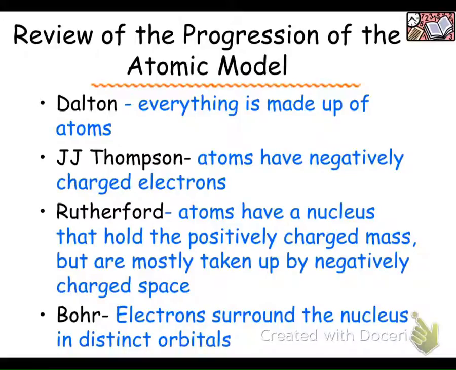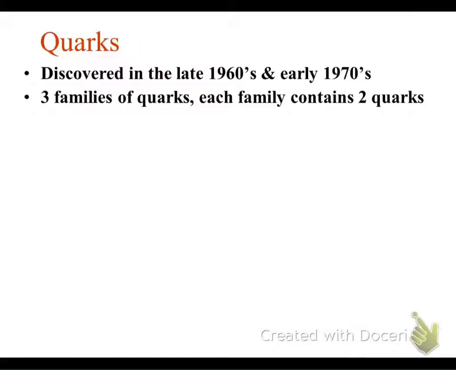So a review of our progression. We know that Dalton told us everything is made up of atoms. J.J. Thomson told us that atoms have negatively charged electrons. Rutherford told us that atoms have a nucleus that is a positively charged mass, but that the atom is made up of mostly empty space. And Bohr told us that electrons surround the nucleus in distinct orbitals. And hopefully you're like, well, what's an orbital? We're going to get to that a little bit later. We're going to learn exactly what an orbital is.